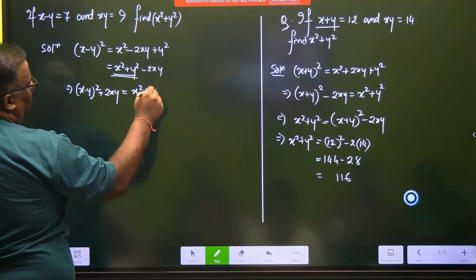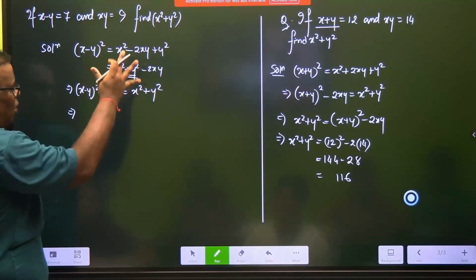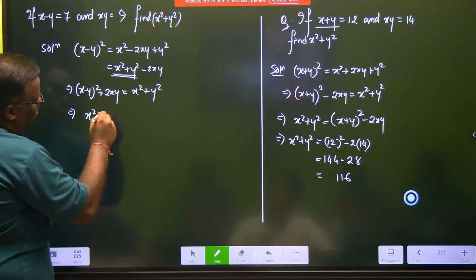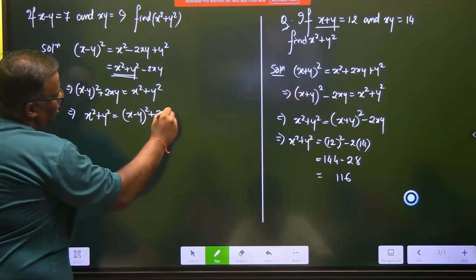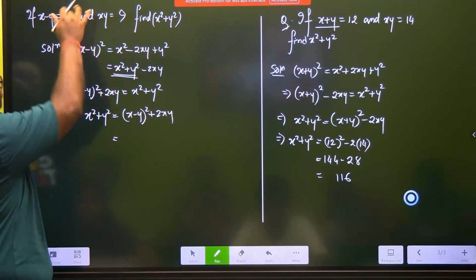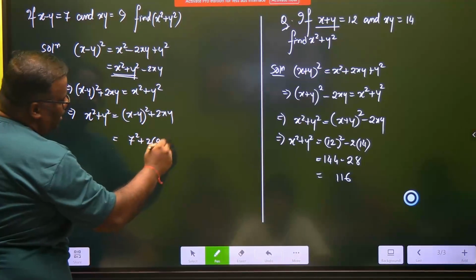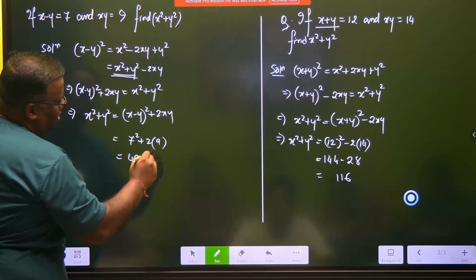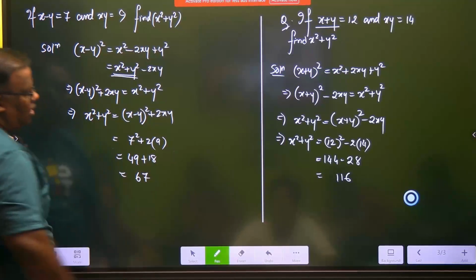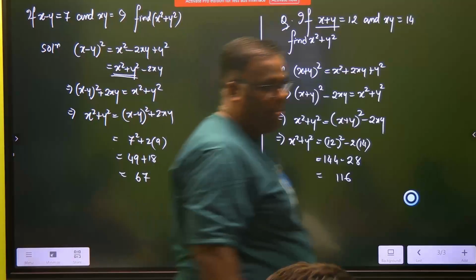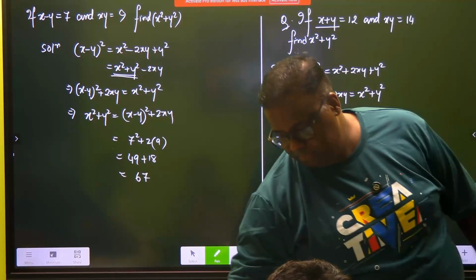Jugglery. Abracadabra. What you call as abracadabra, we call it Om Hreem Kleem Chamundaya Namah. So this becomes x square plus y square is equal to x minus y whole square plus 2xy. Now x minus y's value is given to you, 7 square plus 2 into the value of 9. That makes it 49 plus 18. 9 and 8, 17, 1 carry 1 and 1, 2, 2 and 4, 6. 67 is the answer. Very good. Now you have understood how to do this problem.